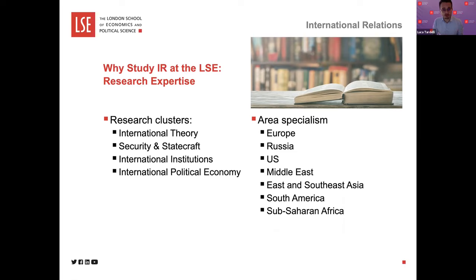our research expertise can be structured both around the key issues and subfields in the discipline of international relations, and also in terms of the area specialism, the regional specialism of our experts. The subfields and issues that we cover in our research are usually focused around four main clusters. There are those faculty members looking primarily, for instance, at international relations theory, looking at the key concepts and theories to understand and explain international affairs.